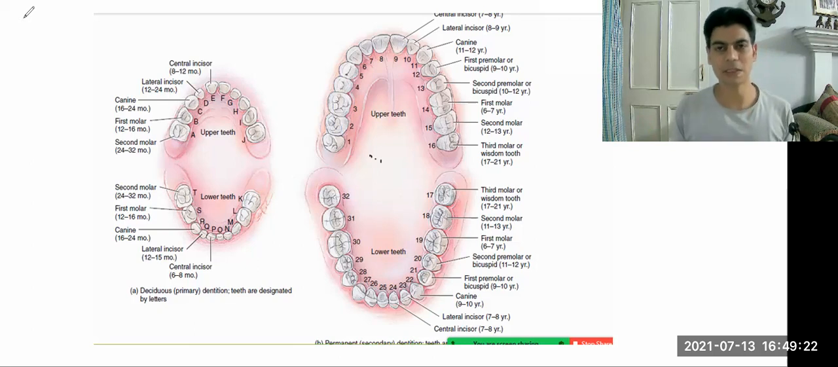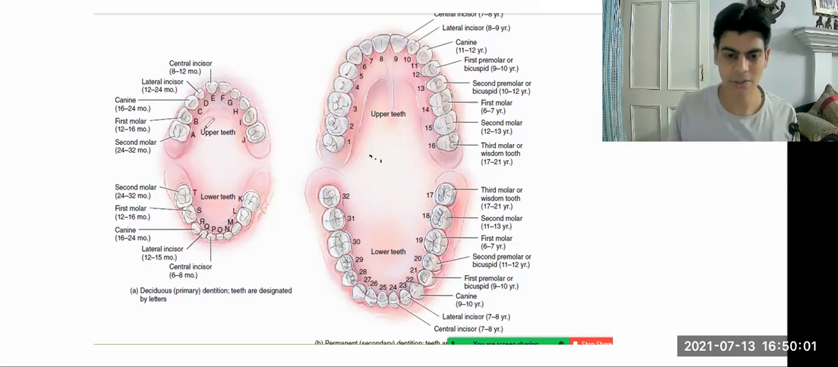So these temporary or milk teeth start erupting in kids at the age of 6 months, and it continues till around 6 years of age. From 6 years of age, these milk teeth start falling out, and they are replaced by a permanent set of teeth. Till adulthood, at 17 to 21 years of age, you get a complete set of 32 teeth.